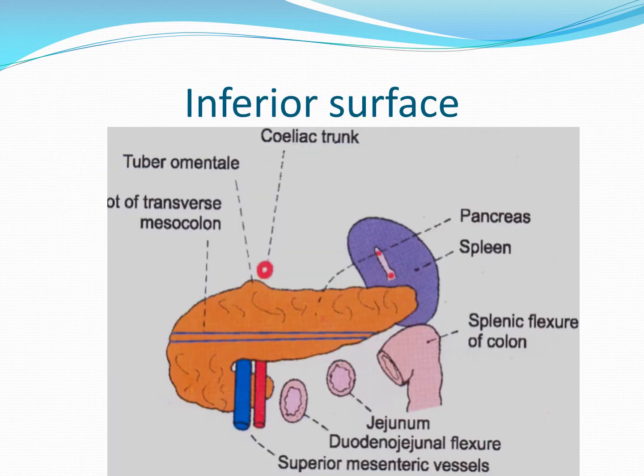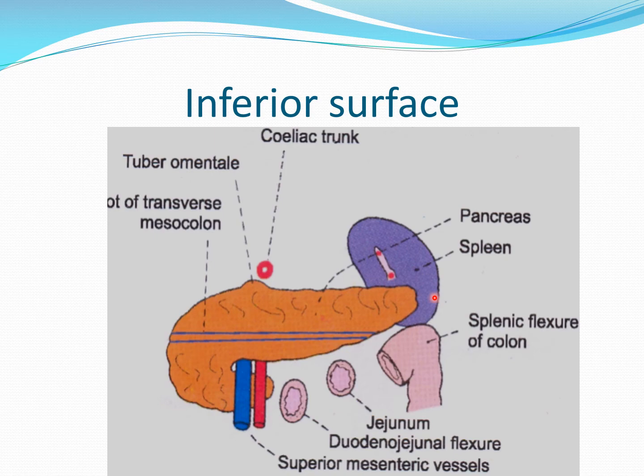Now the inferior surface. You see in this diagram, this is the body of the pancreas. Here there is the duodenojejunal flexure and jejunum, and superiorly there is the celiac trunk. This part is given the name tuber omentale. This surface is related to the transverse mesocolon. Here there is the splenic flexure of the colon, and the tail is related to the hilum of the spleen.